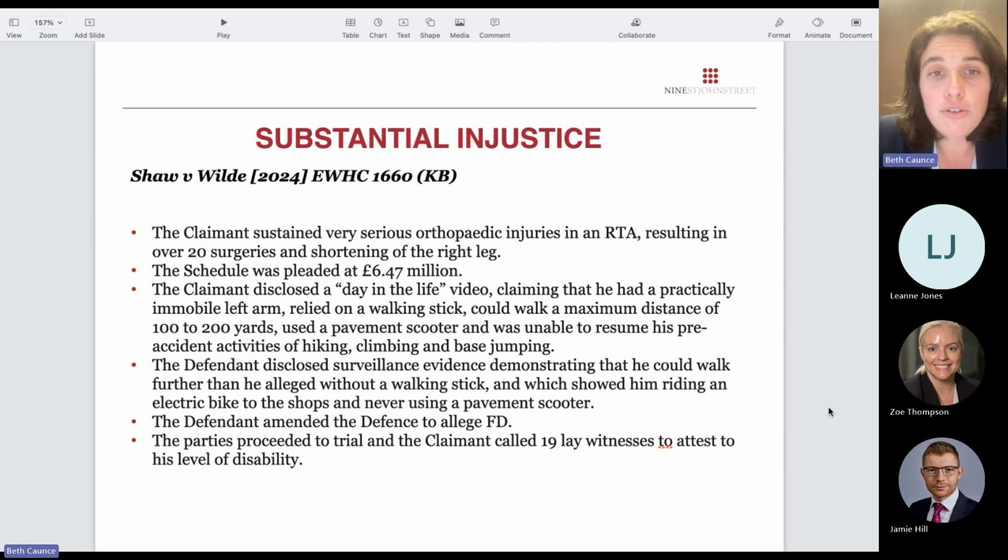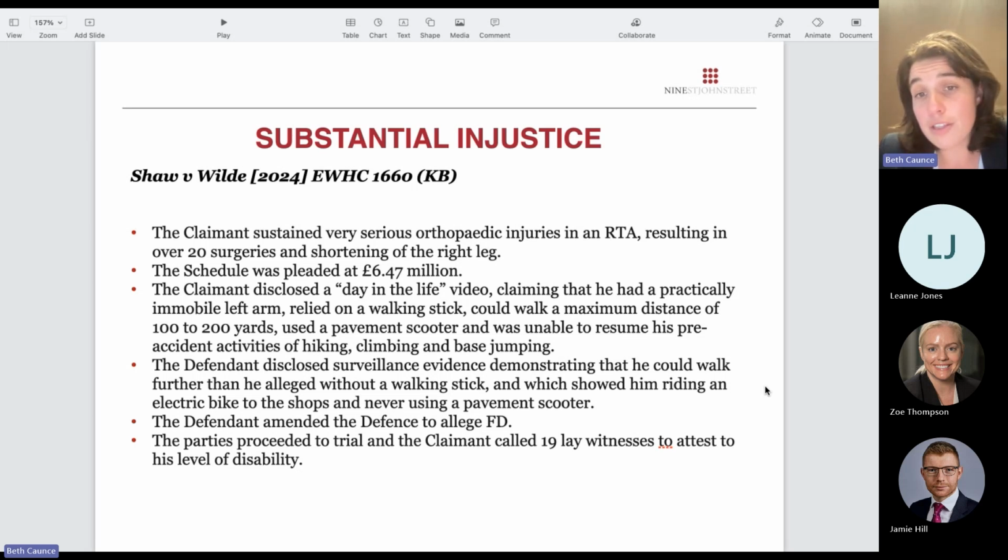He had over 20 surgeries. He had a shortening of the right leg. The schedule was pleaded at just under £6.5 million. The claimant had disclosed a day in the life video which suggested that he had profound disabilities that included a practically immobile left arm, near constant reliance on a walking stick, a maximum walking distance of between 100 and 200 yards, reliance on a mobility scooter, and that he wasn't able at all to resume what he previously enjoyed by way of hiking, climbing and base jumping.